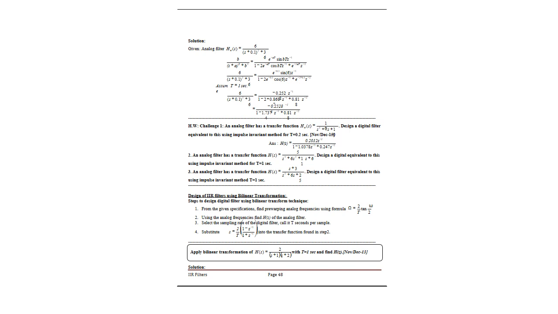Next, design the IIR filter using bilinear transformation. There are 4 steps. The first step: from the given specification, we have to find the pre-warped analog frequencies using the formula Ω = (2/T) tan(ω/2). The next step: using the analog frequencies, find H(s) of the analog filter. The third one: select the sampling rate of the digital filter and call it T seconds per sample. And the fourth one: substitute s = (2/T)(1 - z^(-1)) / (1 + z^(-1)) into the transfer function found in step 2.